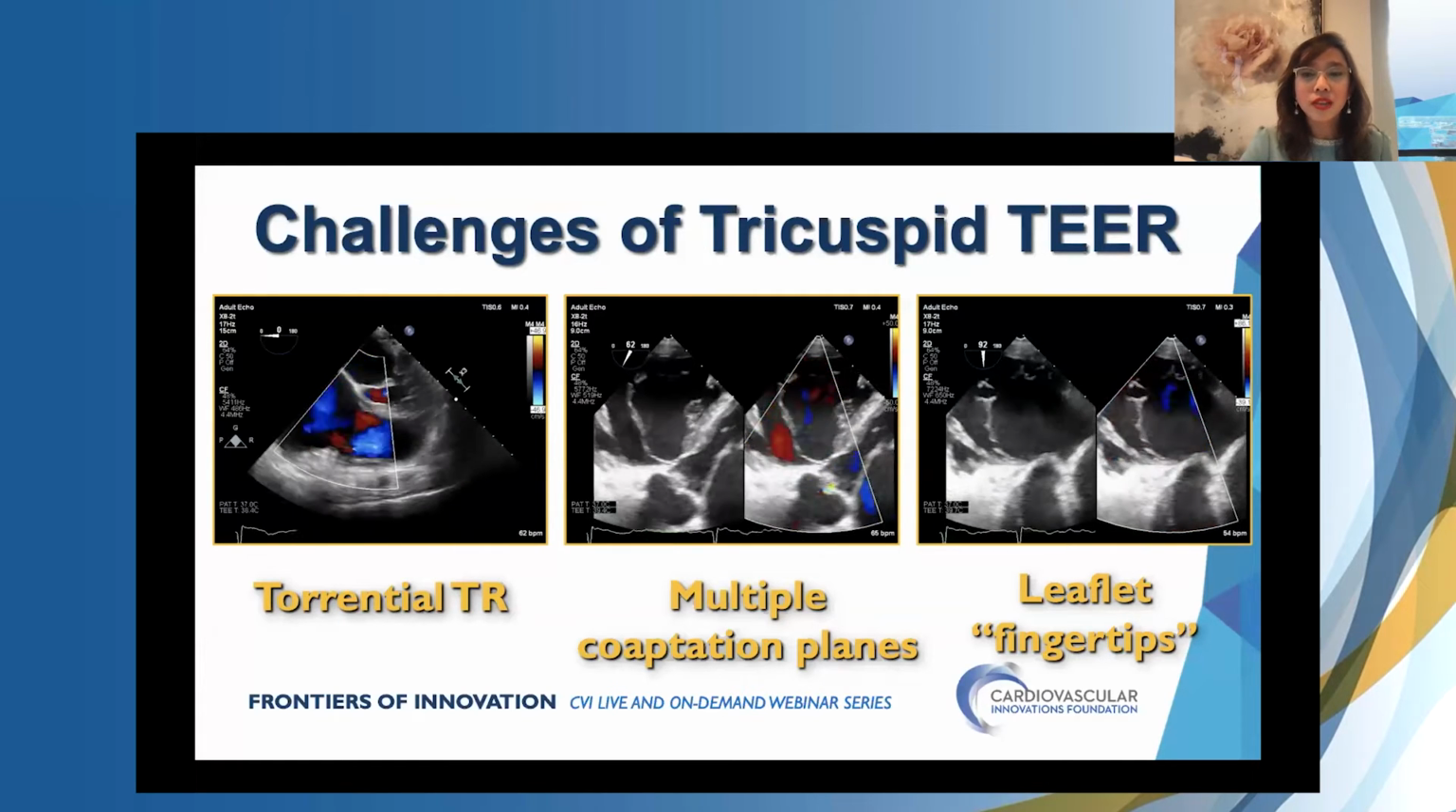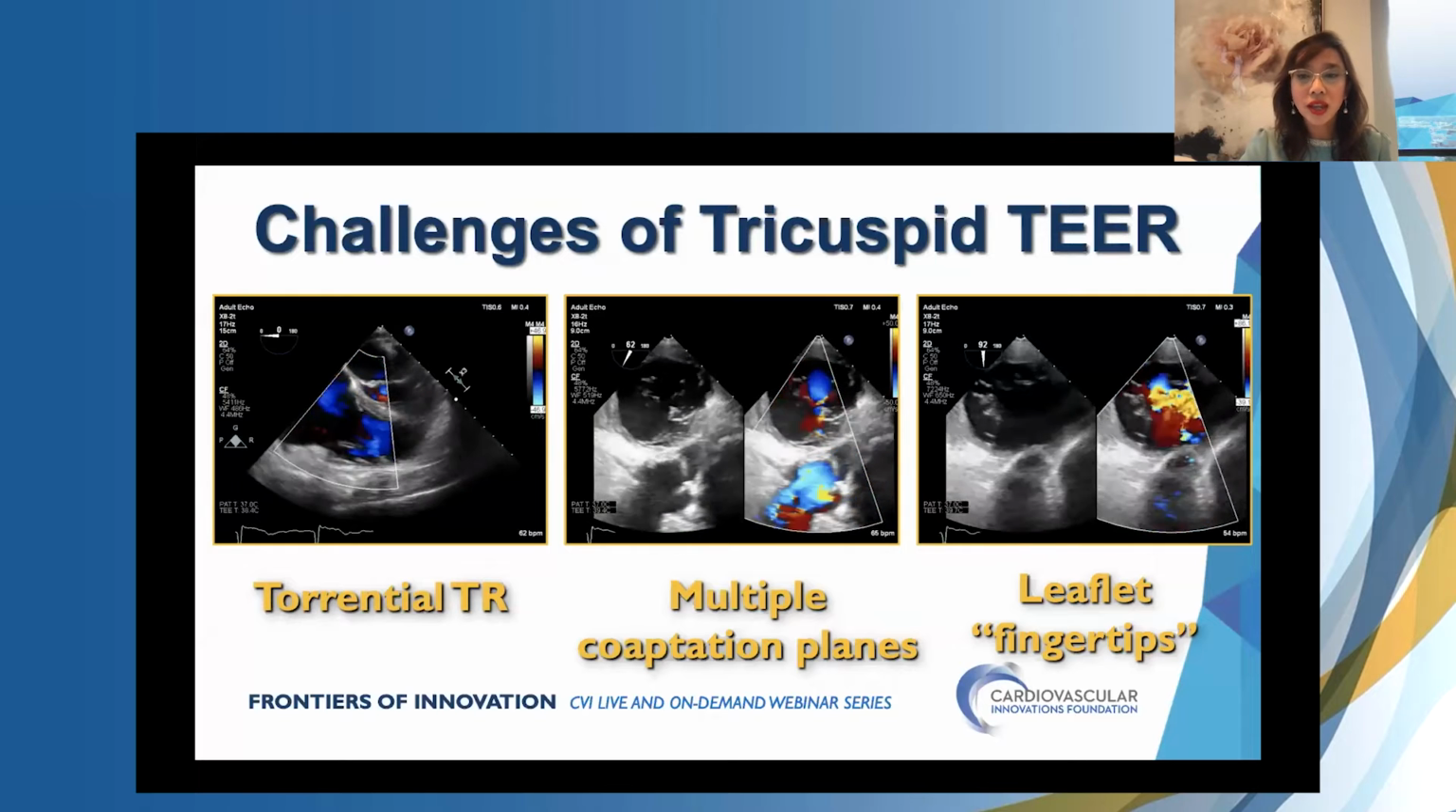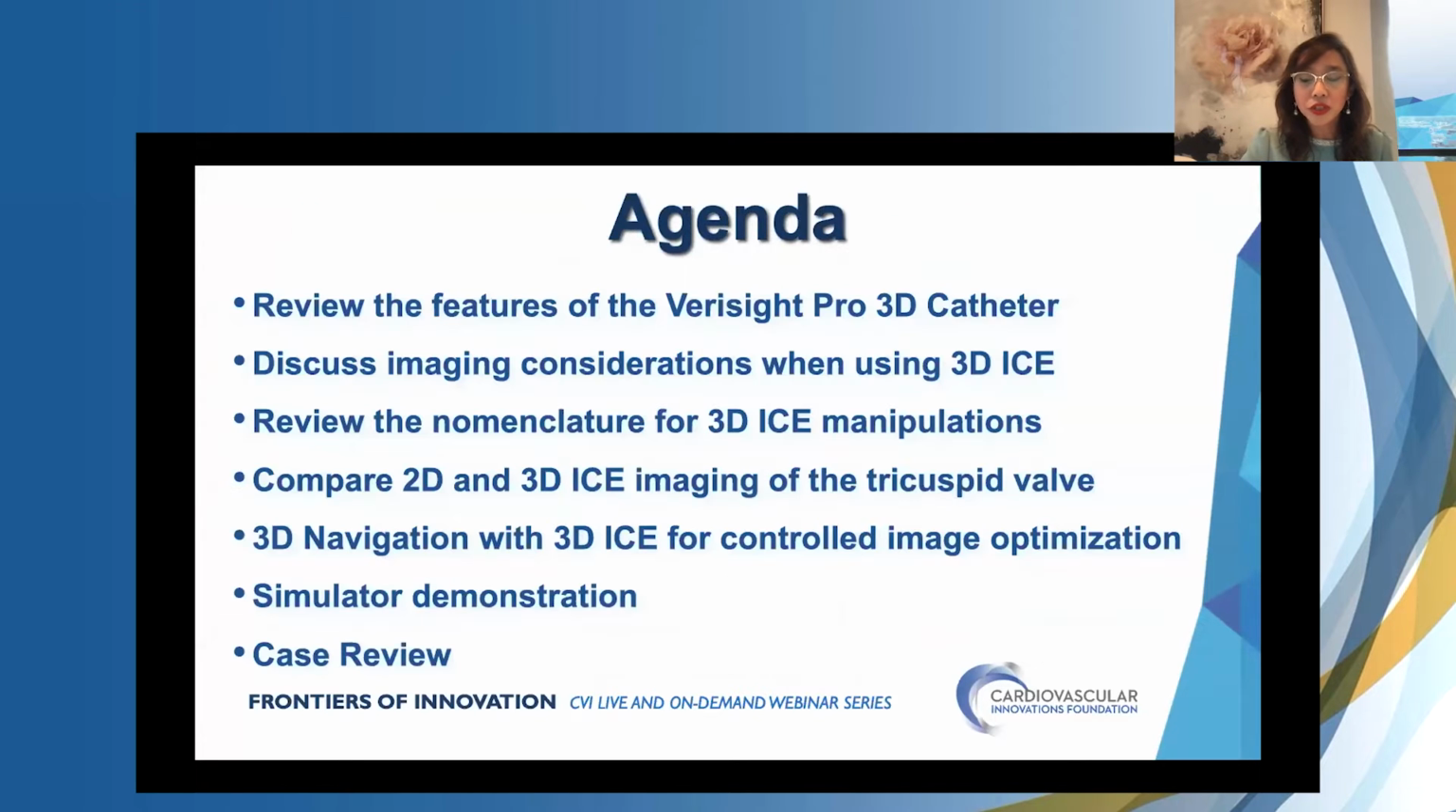And 3D ICE technology has really revolutionized how we image and get good outcomes in the tricuspid TEER procedure. And so the agenda for today is really reviewing the features of the Verite Pro 3D ICE catheter. We want to discuss the imaging considerations when using 3D ICE. We want to know the nomenclature for 3D ICE manipulation so we speak the same language as imagers and interventionists. We want to compare 2D and 3D ICE imaging of the tricuspid valve. And the crux of this whole agenda is really 3D navigation with 3D ICE for image optimization, followed by a live simulator demonstration by our very own Lynne Brown from Philips on 3D navigation.